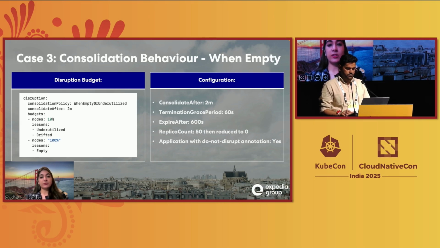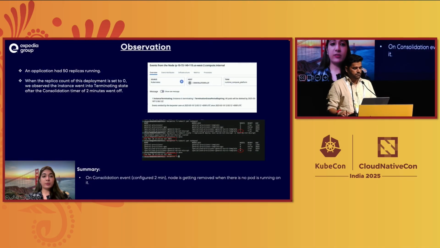Initially, we deployed the 50 replicas of the application, all carrying the do not disrupt annotation, and then we scaled down the replica count to 0, effectively leaving the nodes empty. The disruption budget again remained the same, allowing 10% of the nodes to be consolidated when underutilized or drifted, and 100% when empty. So, what did we observe in this third test phase?